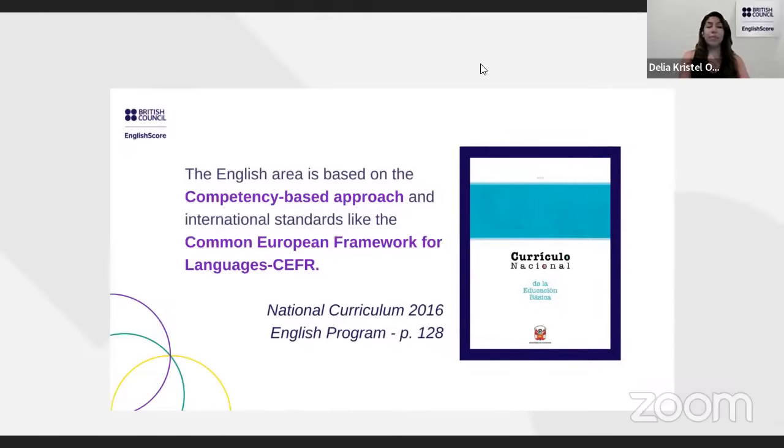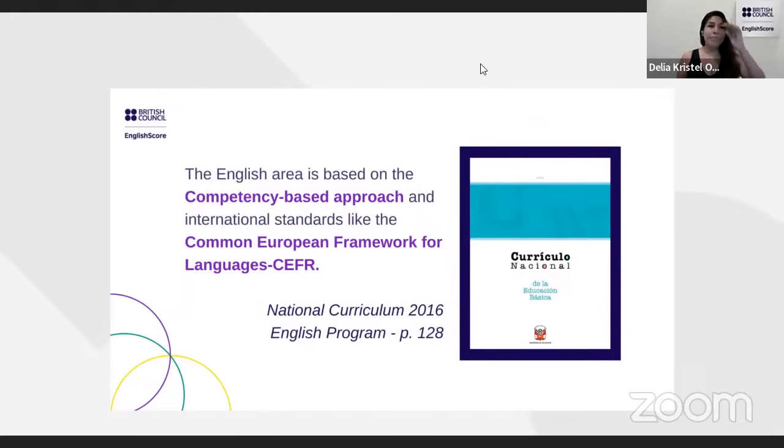I wanted to highlight something important because sometimes I have been listening to some explanations about the English program, and I don't know why, but some people believe that the curriculum and the English program is not aligned to the Common European Framework. But if you explore the information deeply, you can see that on page 128 in the English program, you can find this statement: the English area is based on the competency-based approach and international standards like the Common European Framework for Languages, CEFR.